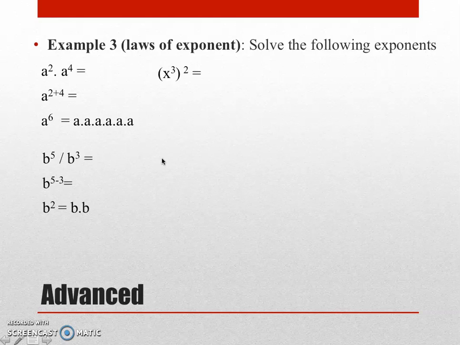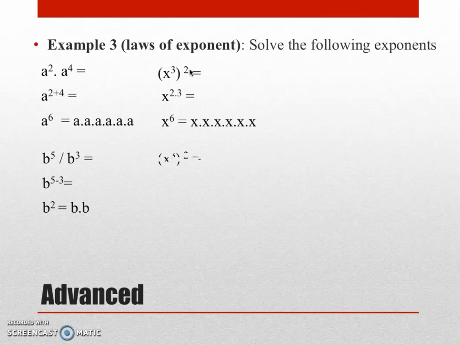Another rule is when we have x to the power of 3, the whole thing to the power of 2. So when you have two exponents on top of each other, basically this is the same as x to the power of 2 times 3. And that means x to the power of 6.